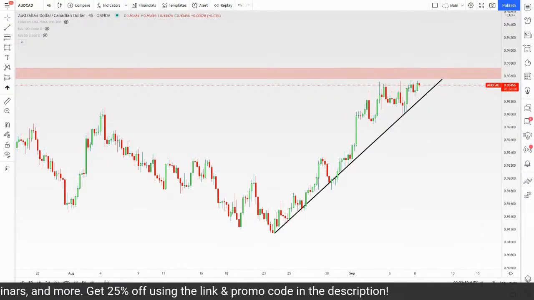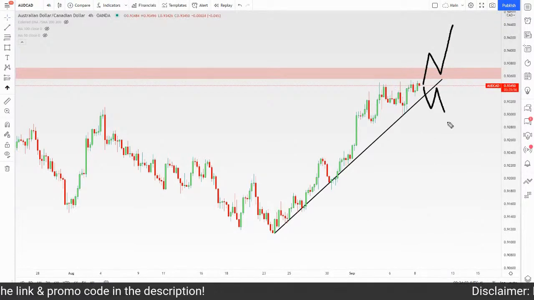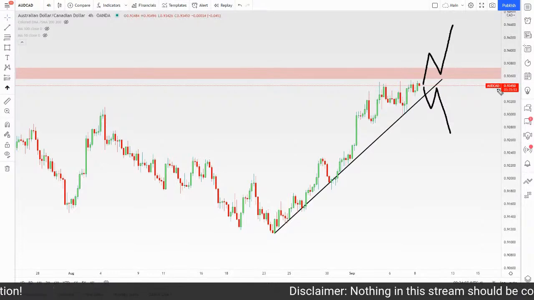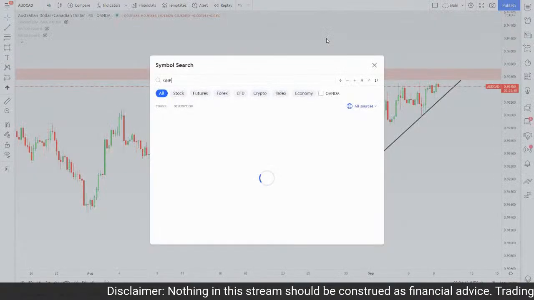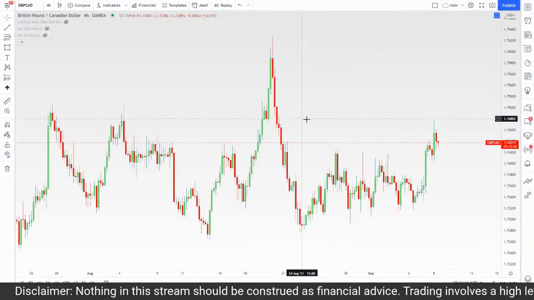That's where we're going to have to watch for the break. So again, another scenario, breakouts to the upside, breakouts to the downside. Both scenarios could happen. We'll have to see what the Bank of Canada has to say, and then we will go from there. So what about GBP CAD while we're on the train there?